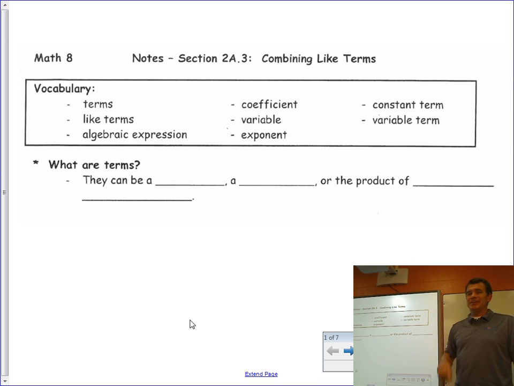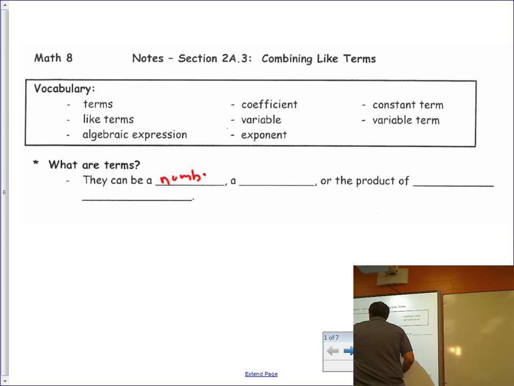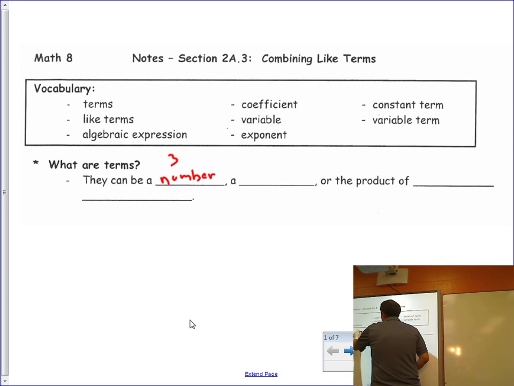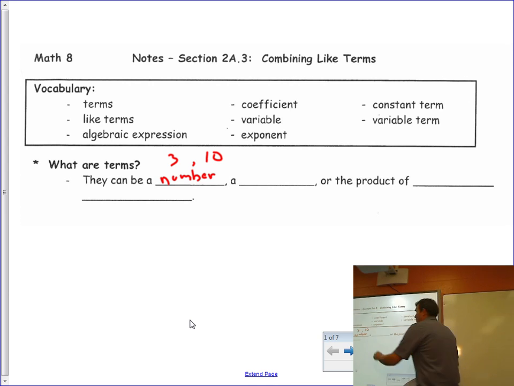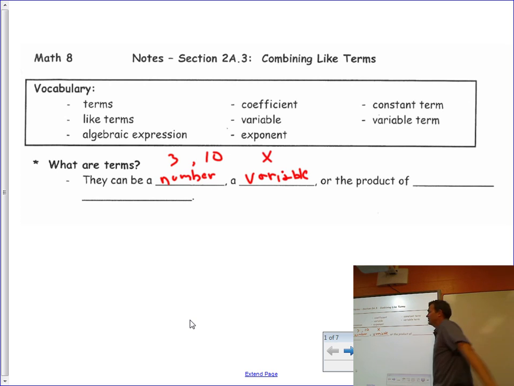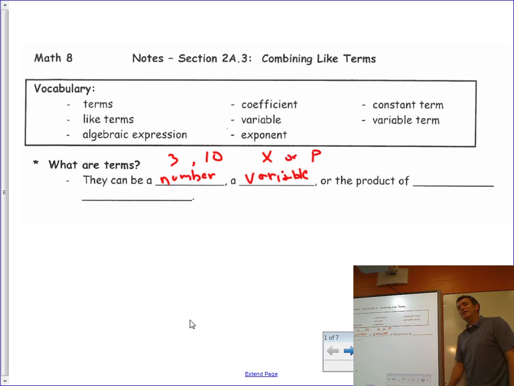The first question here is, what are terms? Well, terms can be a number, you know, a number by itself like 3 or 10. A number by itself could be called a term. A term could be a variable. A single variable by itself, like x, of course, the most common variable used, or p. A single variable by itself is a term.